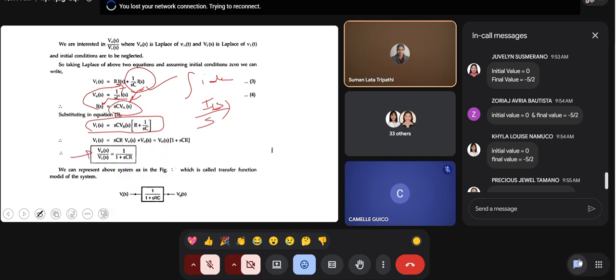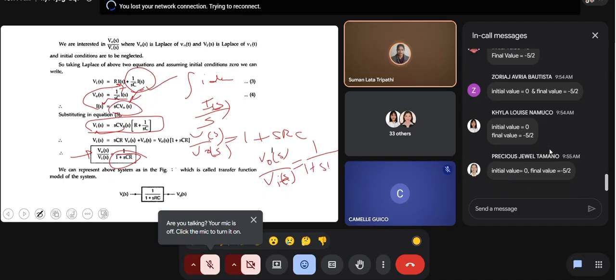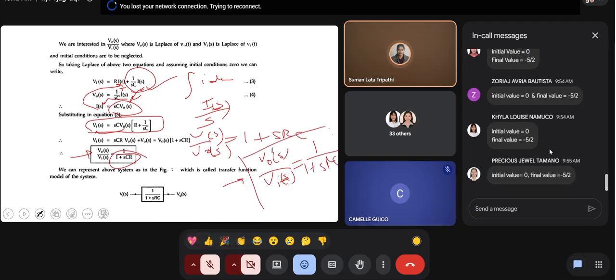Just take Vo(s) this side. So it will become Vi(s) upon Vo(s), and you just solve this. Take sC outside, so it will become 1 plus sRC, and sC will be cancelled out. So you will get 1 plus sRC is nothing but Vi(s) upon Vo(s). So what will be Vo(s) upon Vi(s)? Vo(s) upon Vi(s) will be the inverse of this, 1 by 1 plus sRC. So this is your transfer function which is asked.